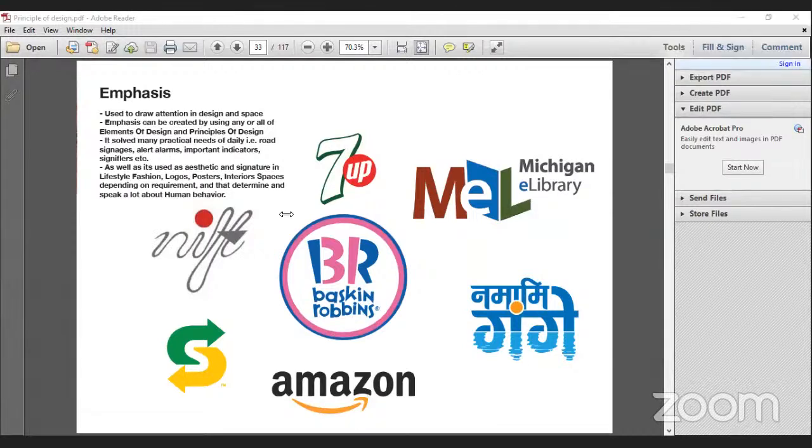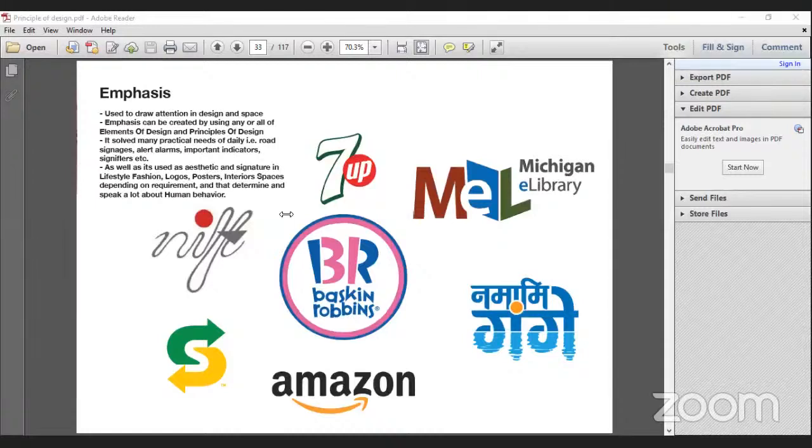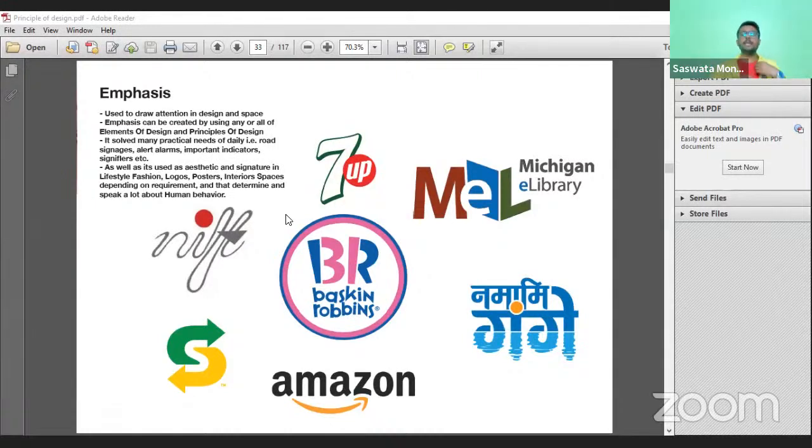Related to logos. Related to a logo or something. Okay, what do you mean? What is the essence of it? I'm not asking you to relate it with something, but what do you understand when someone asks you to emphasize on something? Catch attention. Okay, so it's something attracting or standing out from the other ones.